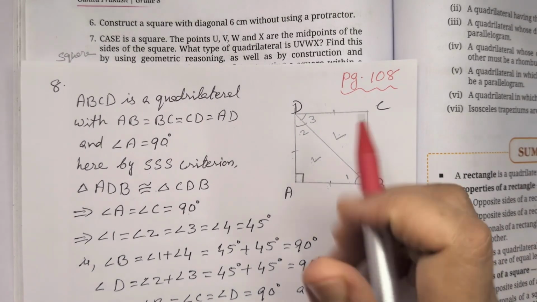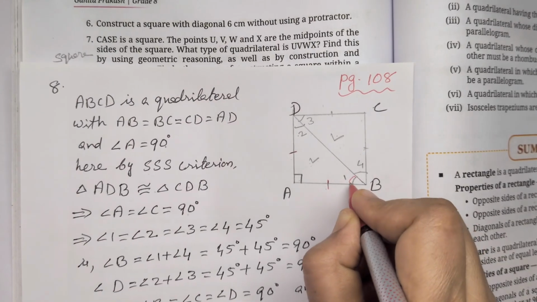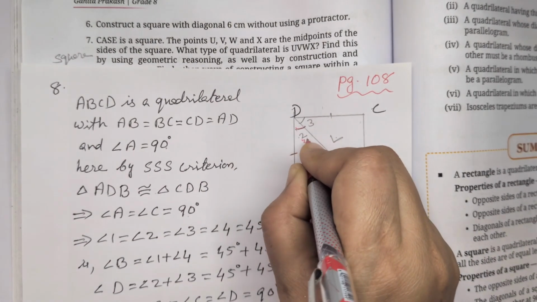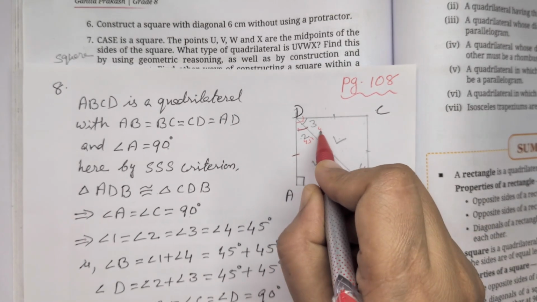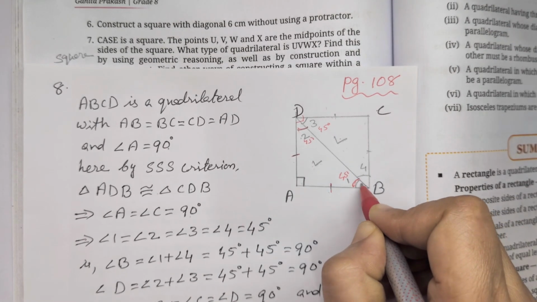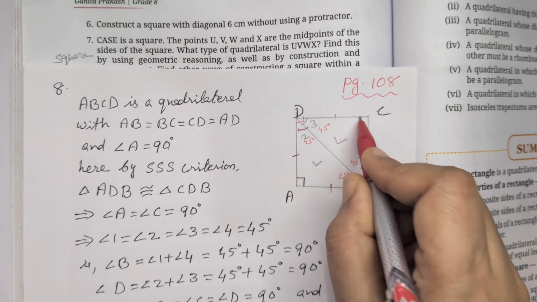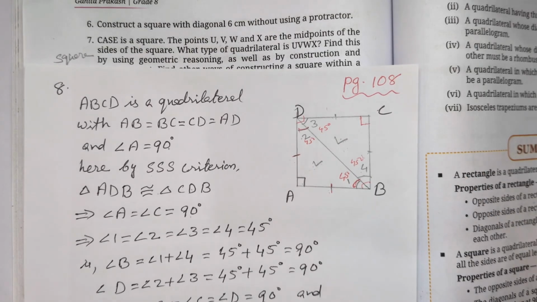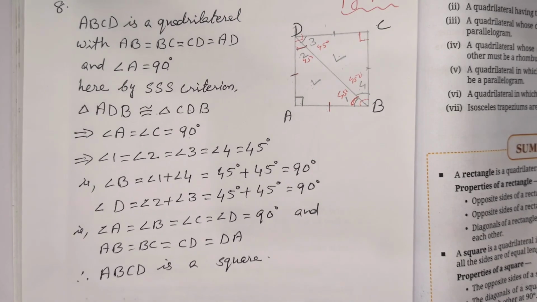Which means this is 90 degrees, these two sides are equal, which means this will be 45 degrees. This is also 45 degrees. And together that is 90, so 45 plus 45, here also together that is 90. This is also 45 degrees, and in the same way, if these two are 45 then this is 90 degrees. So we can prove ABCD is a square.